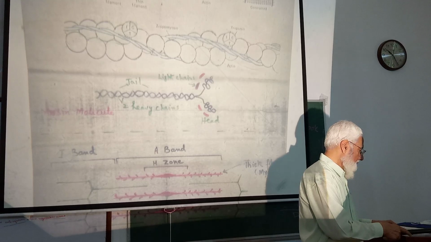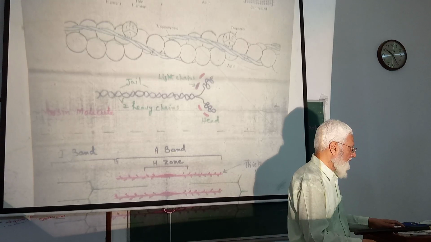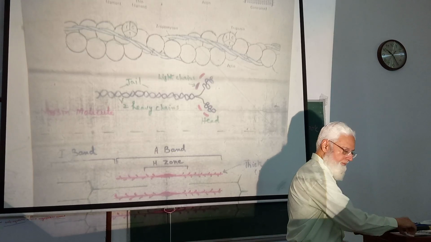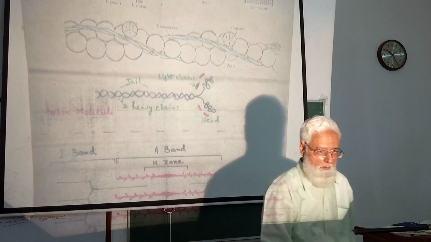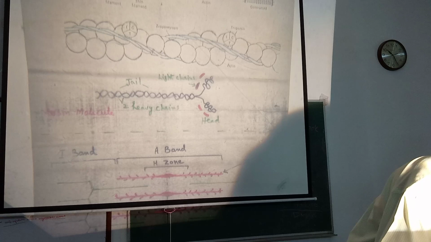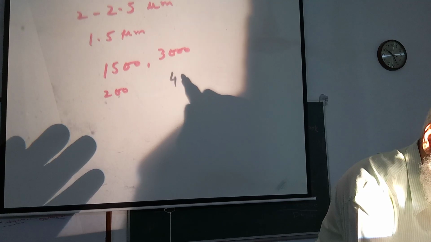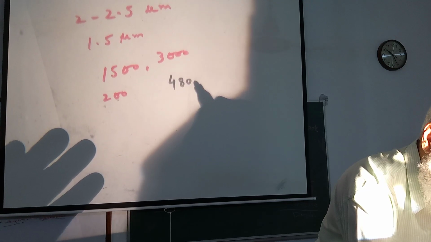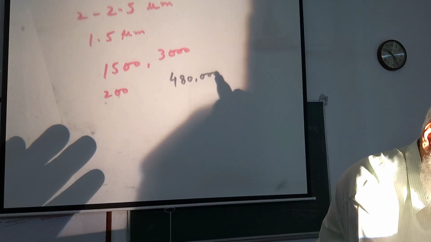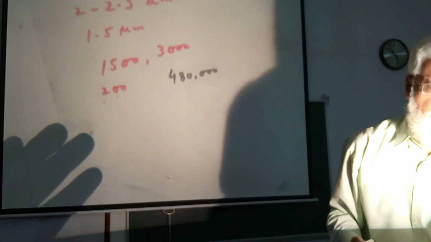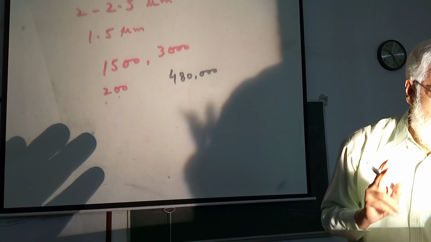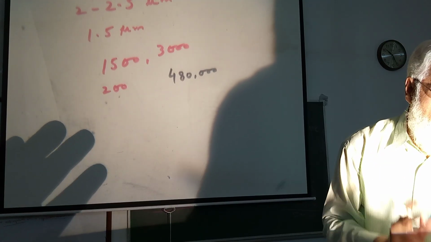The molecular weight of a myosin molecule is 480,000. So the molecular weight of each myosin molecule is 480,000.